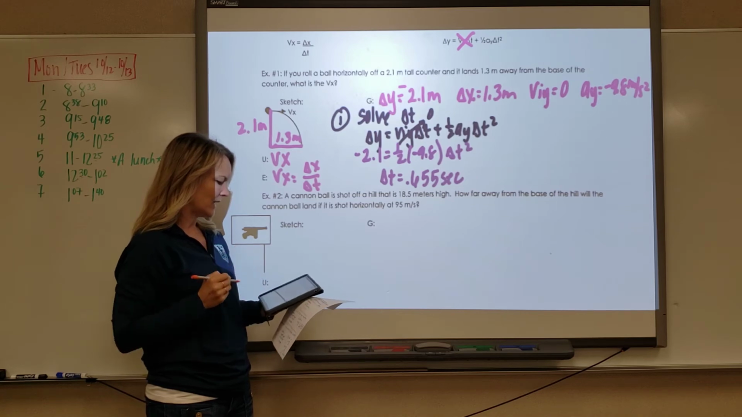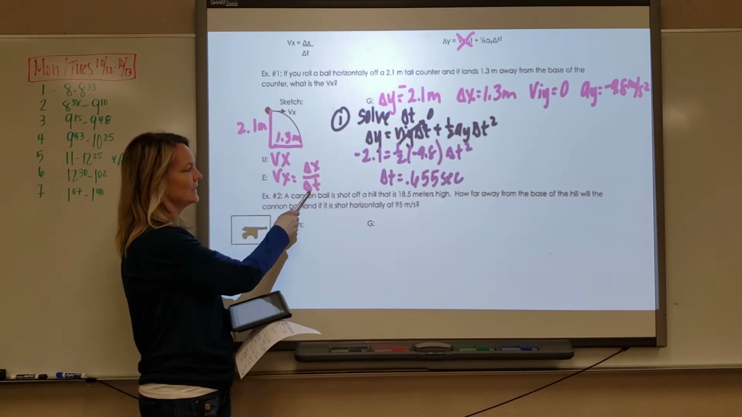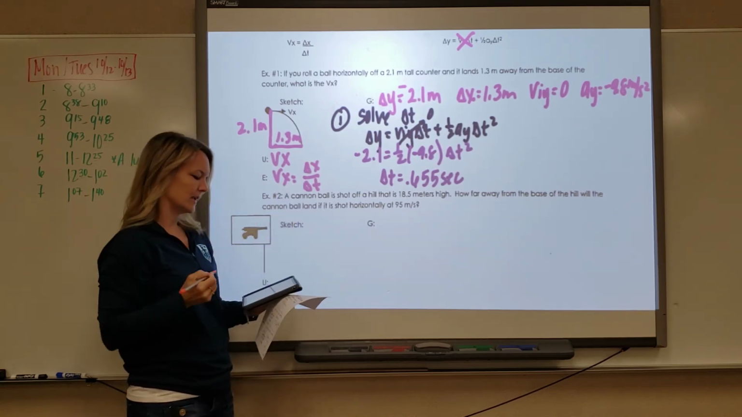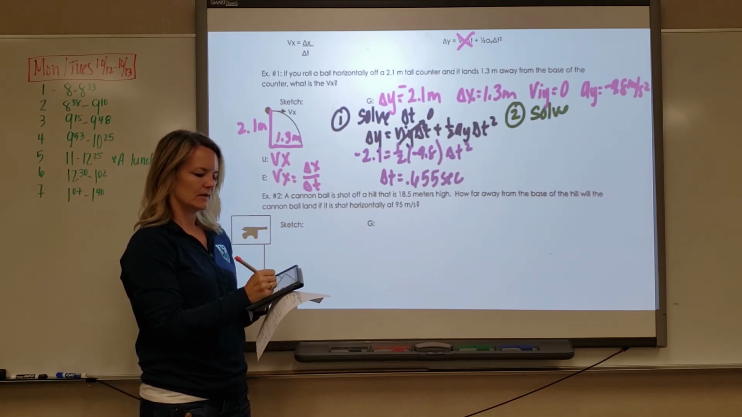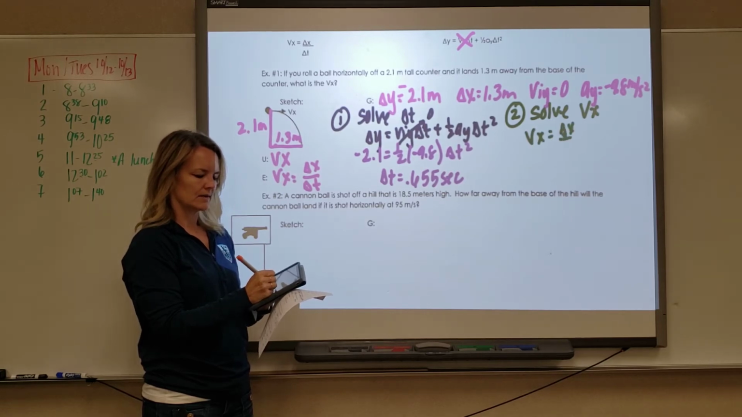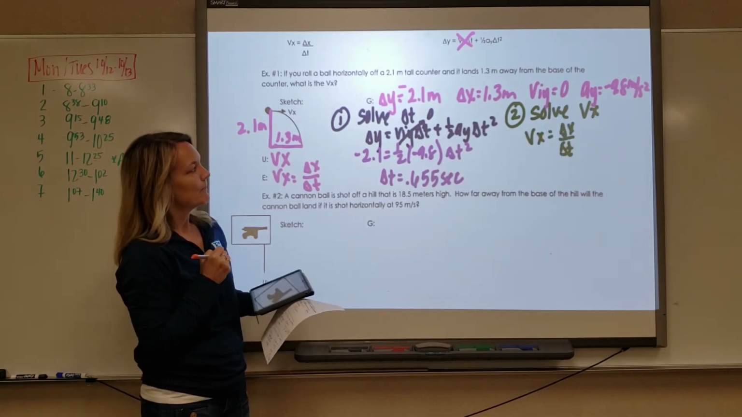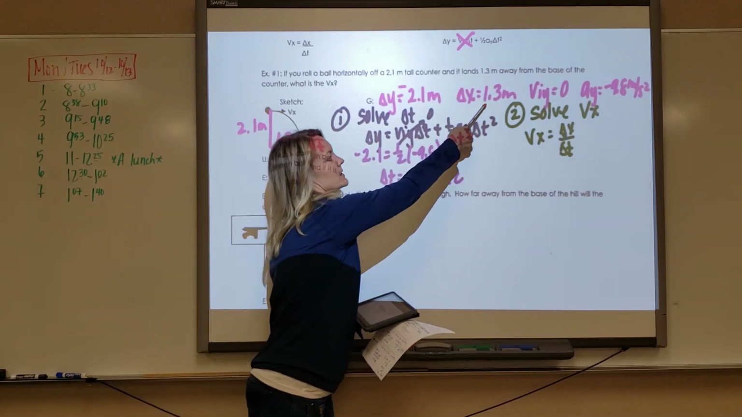I am now ready. I have a t and I have a delta x. I am ready to solve for vx. So step 2 is going to be to solve vx using vx equals delta x over delta t. My delta x was 1.3.